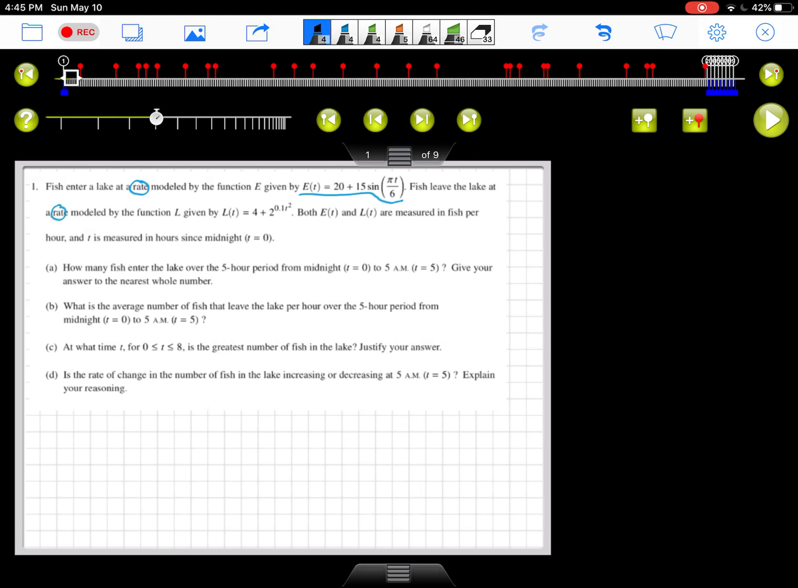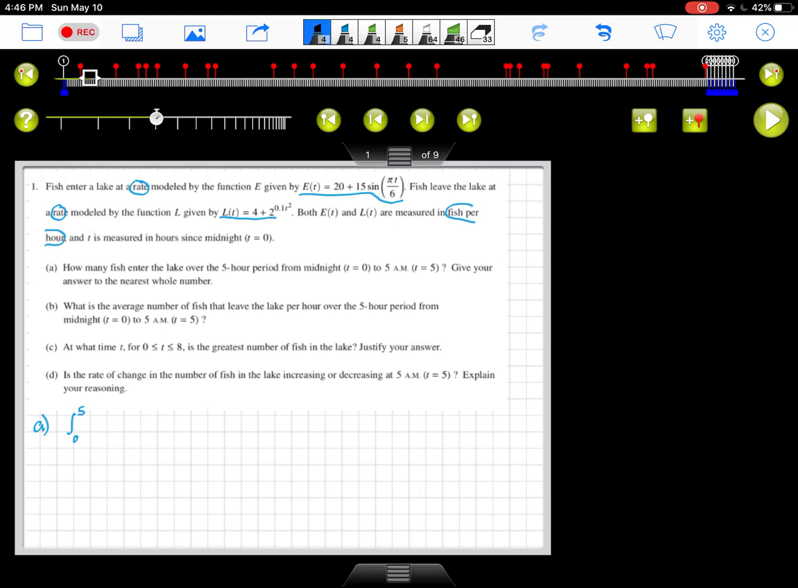And then it says fish leave at a rate modeled by this function. So we're given two rate functions. Both E and L are measured in fish per hour. So there's another hint. They give us the unit measures. Whenever you see per hour or per second, that's usually a rate. It's describing a rate.